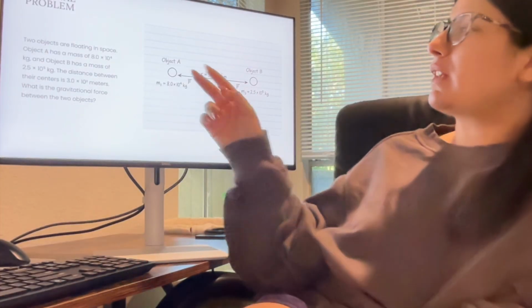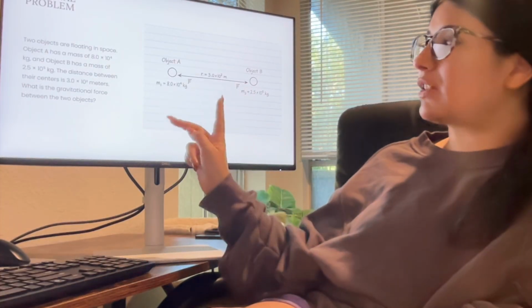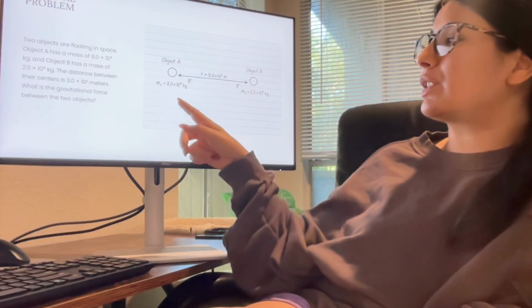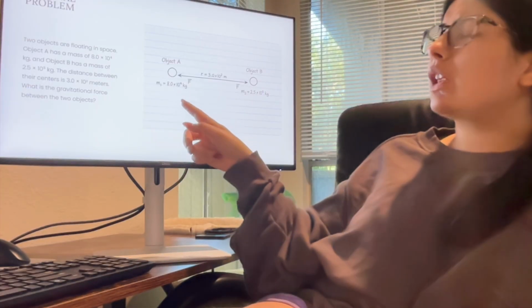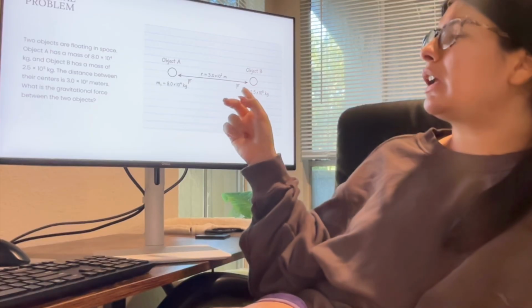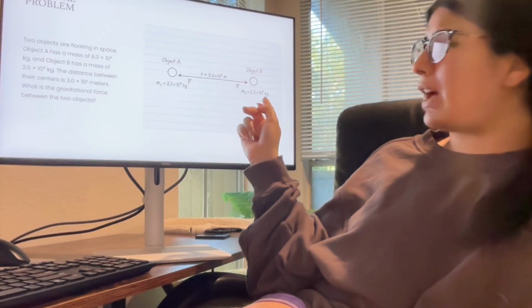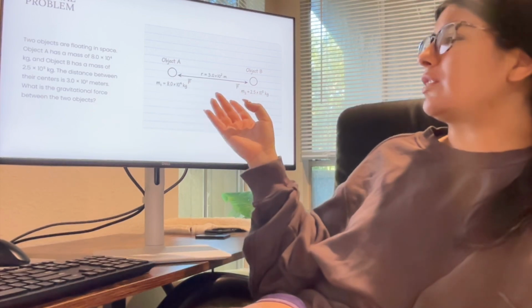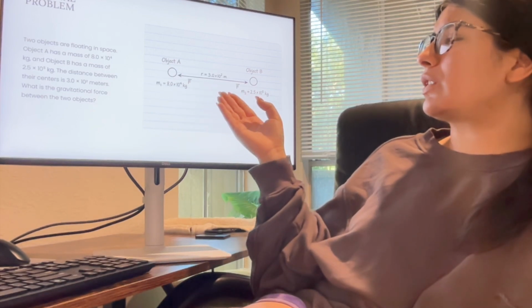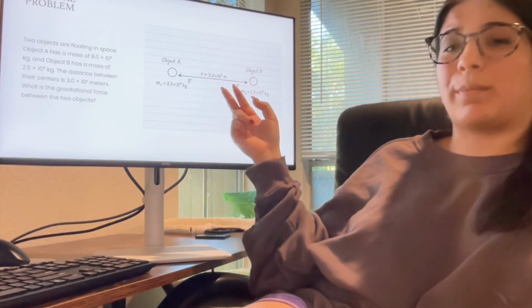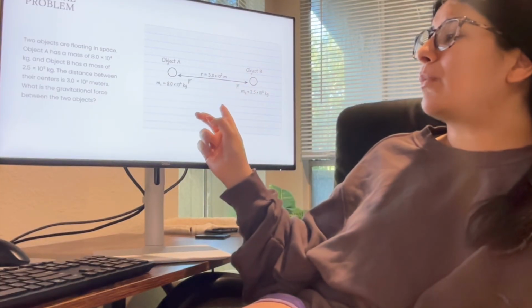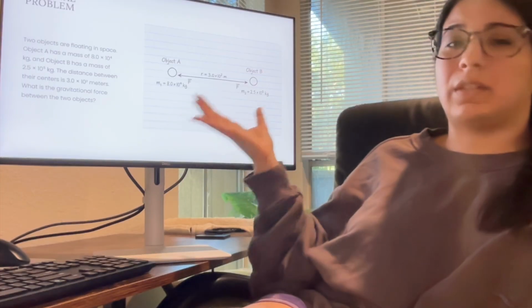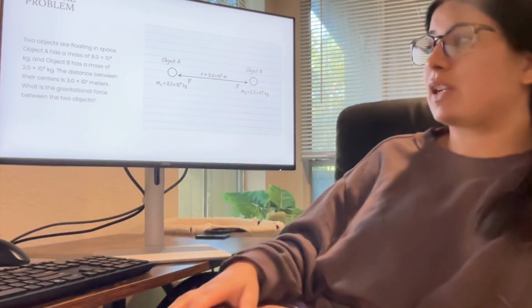My original problem states that two objects are floating in space. We have object A that has a mass of 8.0 times 10 to the fourth power kilograms, and then we have object B, it has a mass of 2.5 times 10 to the fifth power kilograms. And the distance between their centers is 3.0 times 10 to the second power meters. So what is the gravitational force between the two objects is what my problem is asking.